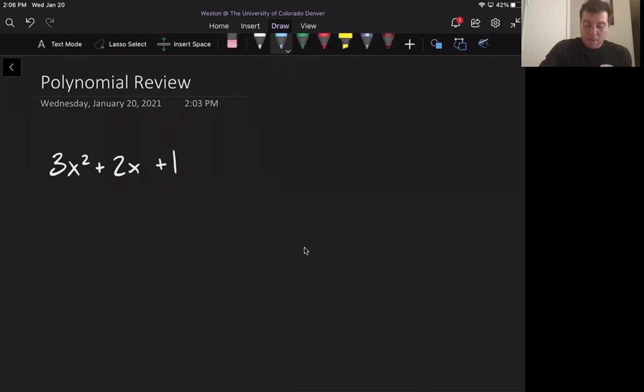So the first thing we're going to talk about is just different features of a polynomial function. As we know, a polynomial function is just some function that looks like a combination of powers of x that are either multiplied and added to one another. The biggest power on an x, in this case, it's 2. That is the degree of our polynomial. So this polynomial is degree 2.